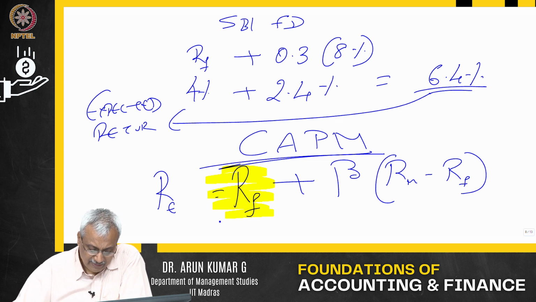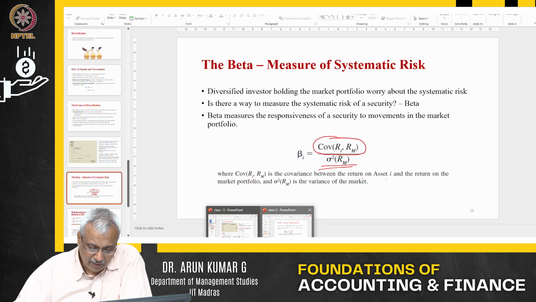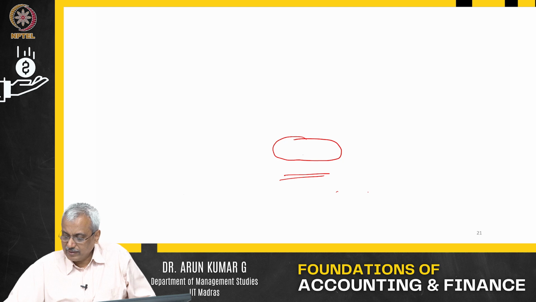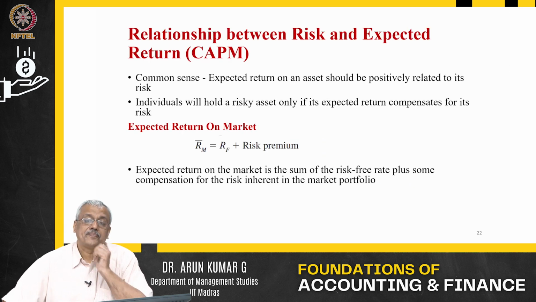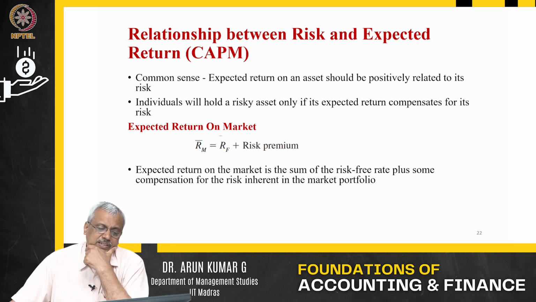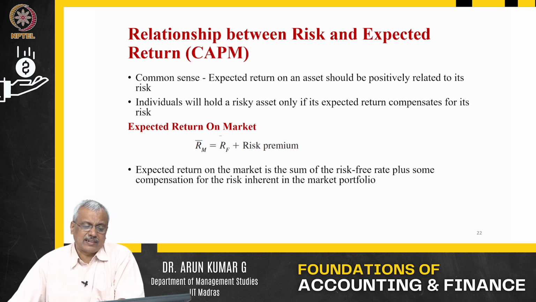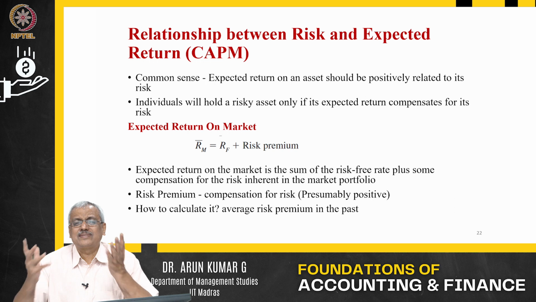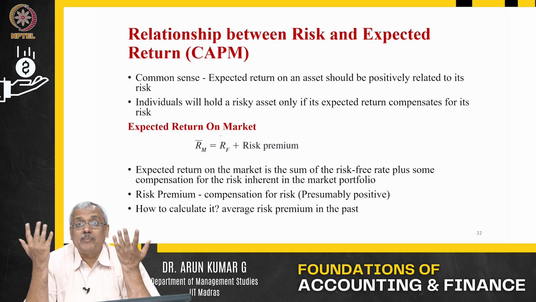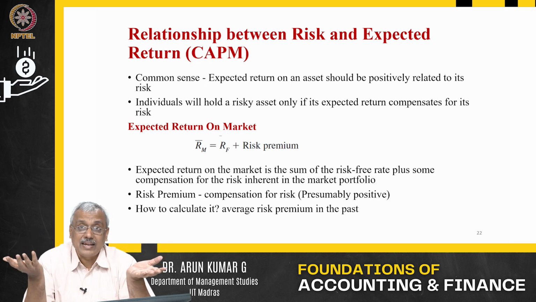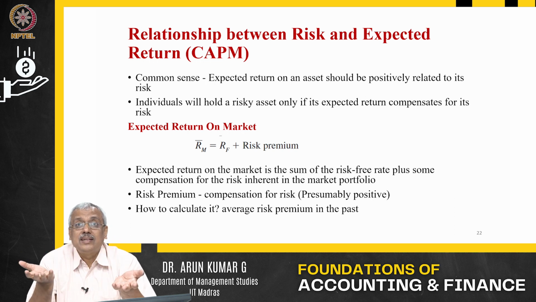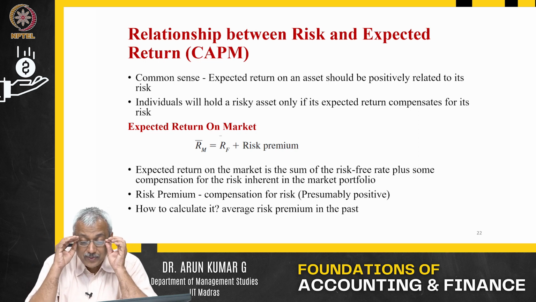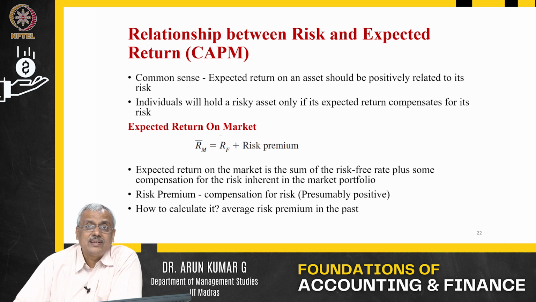That is what we call the CAPM, or capital asset pricing model. Expected return of an asset should be positively related to the risk. An individual will hold a risky asset only if the expected return compensates for the risk. Expected return on the market is the sum of the risk-free rate plus compensation for the risk inherent to the market portfolio, and that is exactly what I explained. Risk premium is nothing but compensation for the risk. How much should the risk be compensated? If it is more than the risk of the market, it should be compensated higher. How much higher? Multiply it with the beta. Beta will be higher than 1. If it is lower than the risk of the market, the beta will be lower than 1, and it should be compensated by that much, multiplied with the beta.